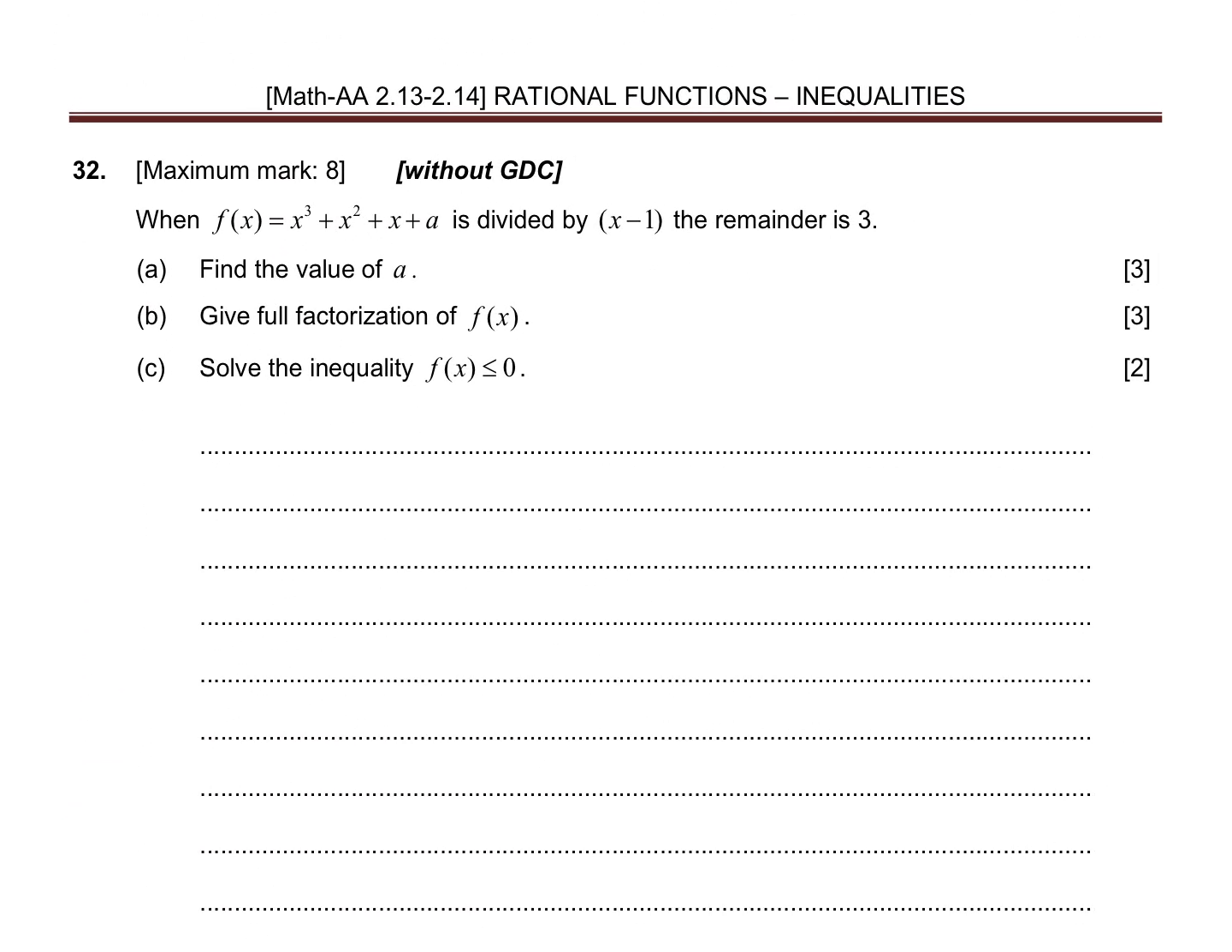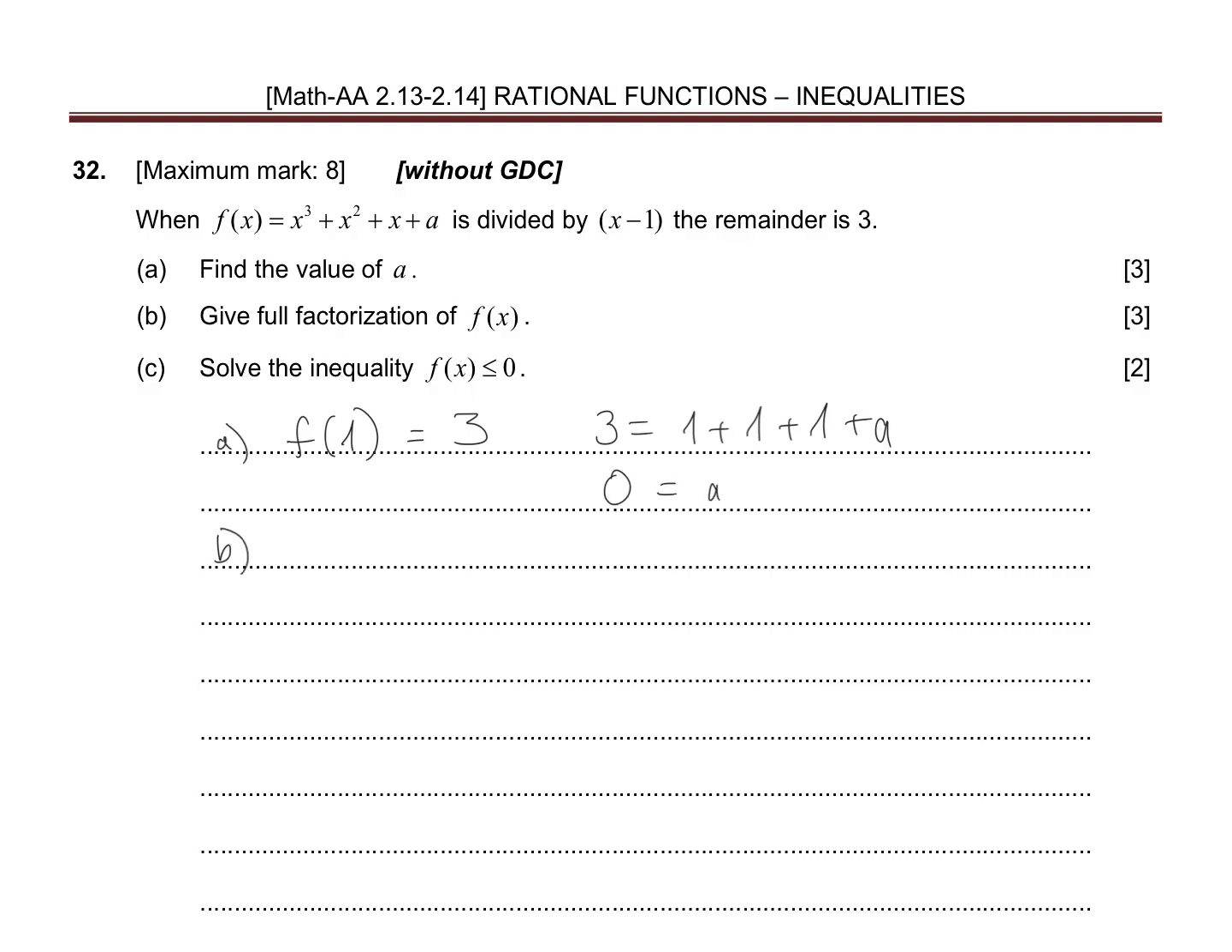So this one, we have f at 1 is going to be 3. So we have 3 equals 1 plus 1 plus 1 plus a. So a is, again, 0.